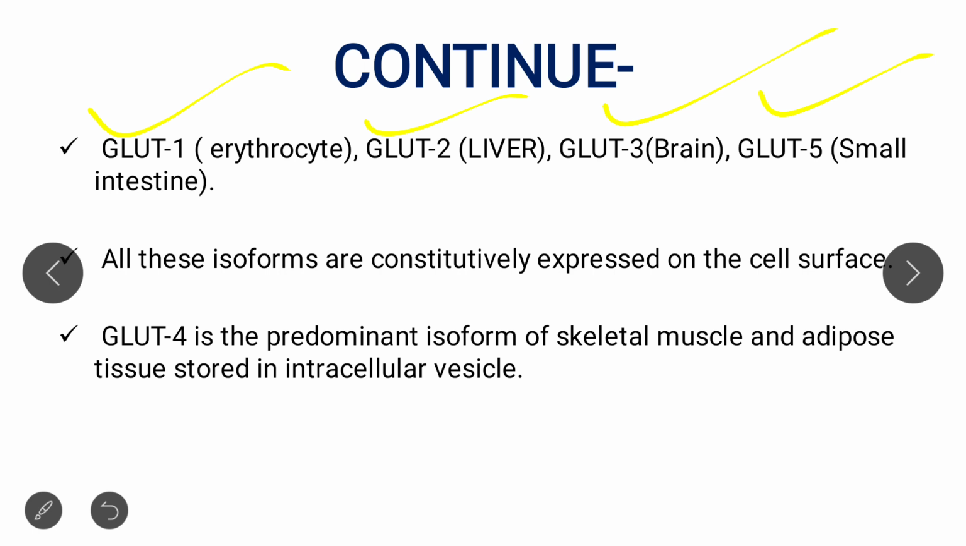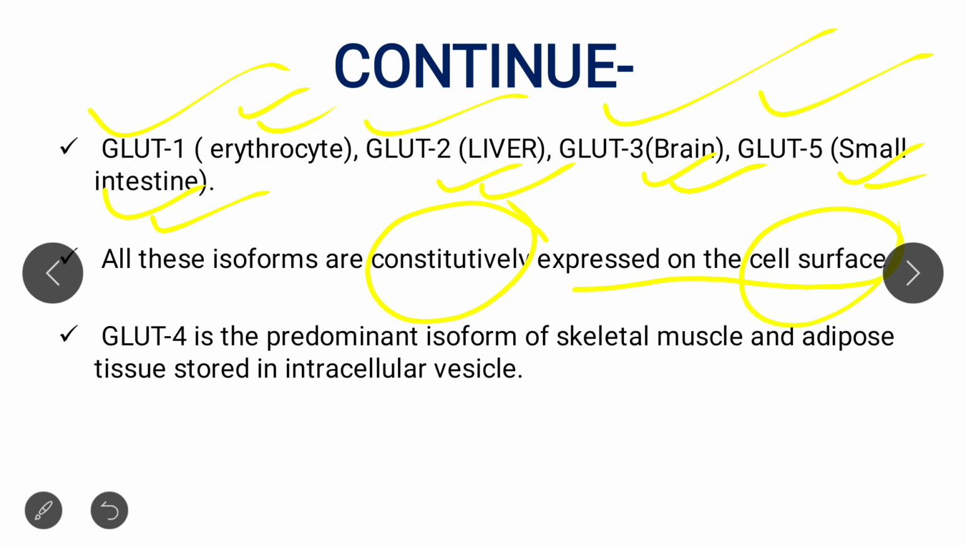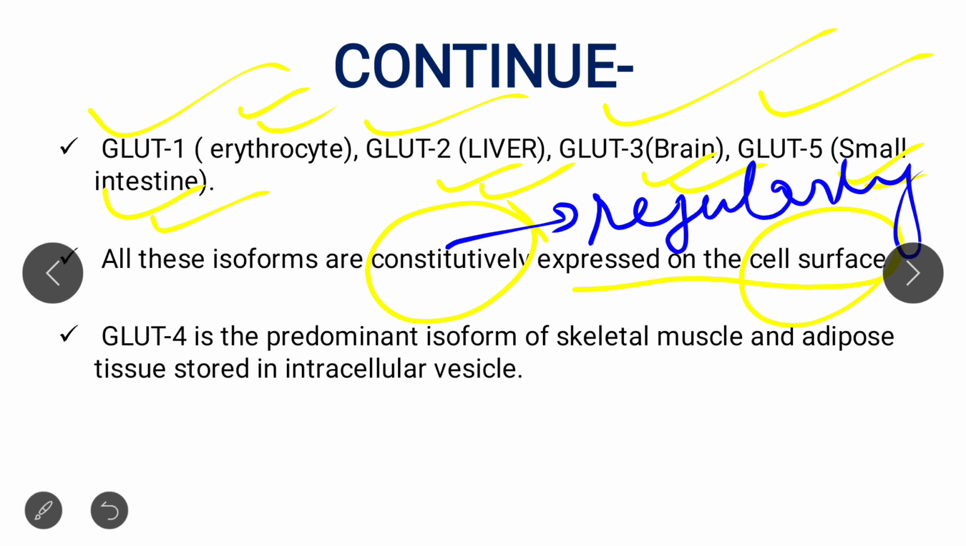See, GLUT1 is basically for erythrocyte. Remember this. GLUT2 is for liver, GLUT3 is for brain, and GLUT5 is for small intestine. Clear? And all these GLUT, that is 1, 2, 3 and 5, with the exception of 4, are constitutively expressed on the cell surface. What do you mean by constitutively? Constitutively means regularly expressed on the cell surface.